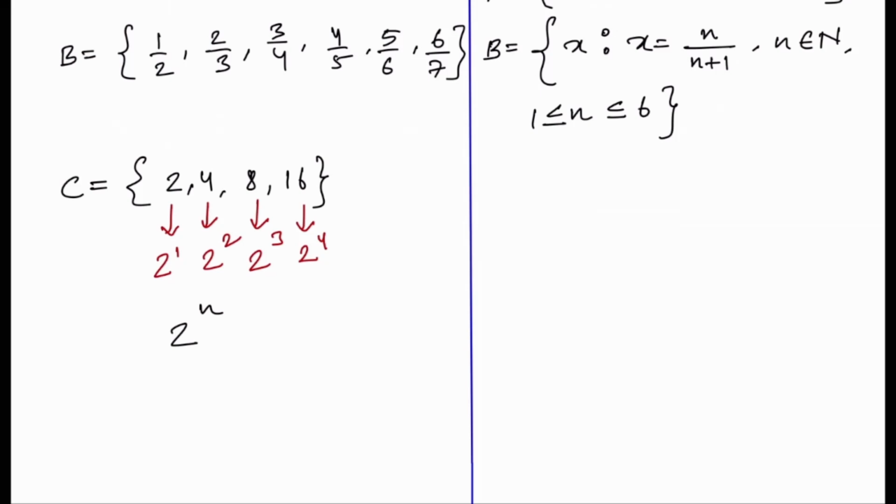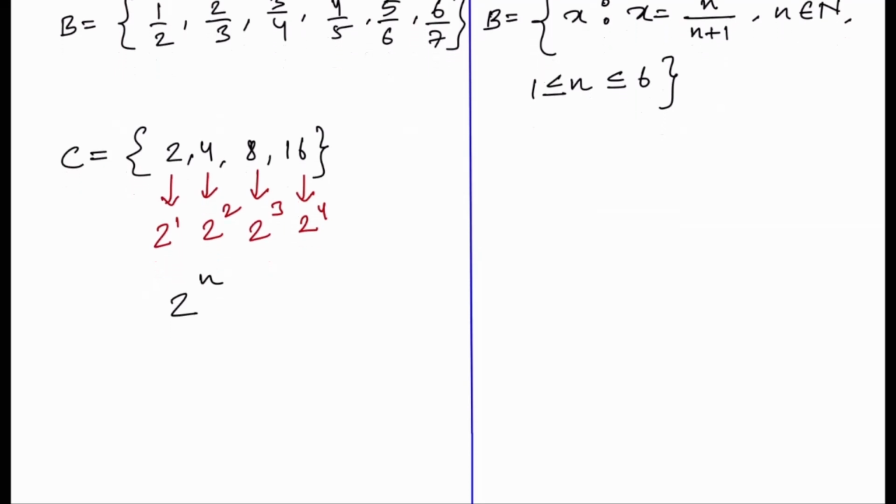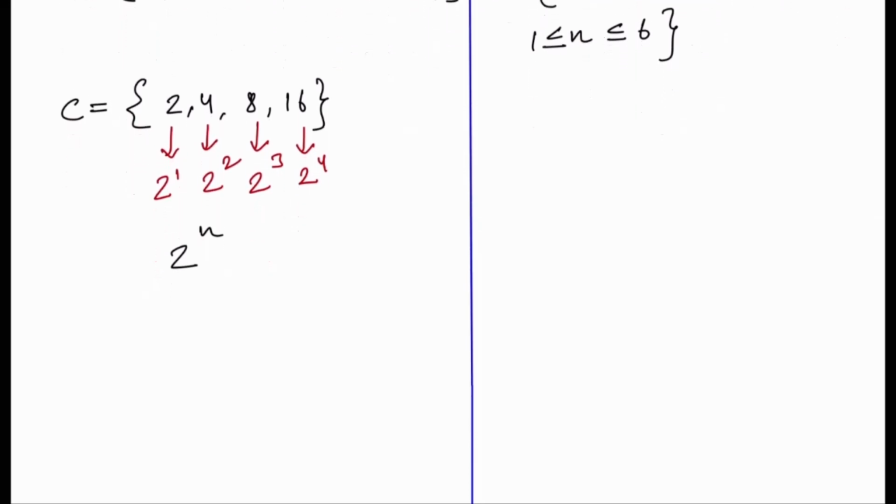We have kept the base because in all the elements the base is the same: 2, 2, 2, 2. But what is varying? The power is varying, so we have used n in place of the power, and we have kept the base as 2. So every element is in the form of 2 power n.